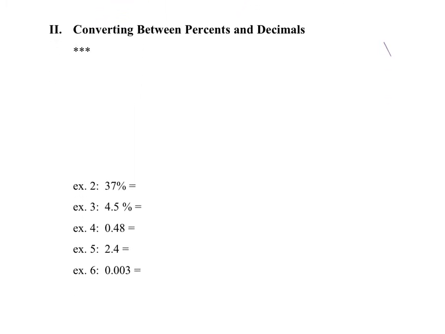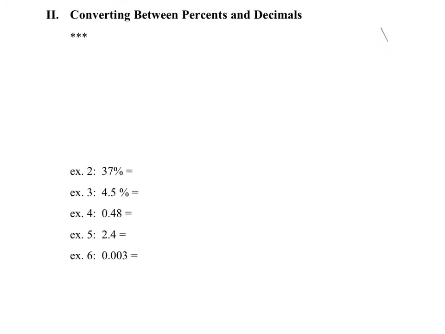Converting between percents and decimals. I have 3 asterisks here. This is really, really important. This comes up over and over this chapter. If you struggle with this, it's going to keep kicking you in the teeth all chapter long. But basically, how do you change from a percent to a decimal or a decimal back to a percent? You always move the decimal point 2 places.